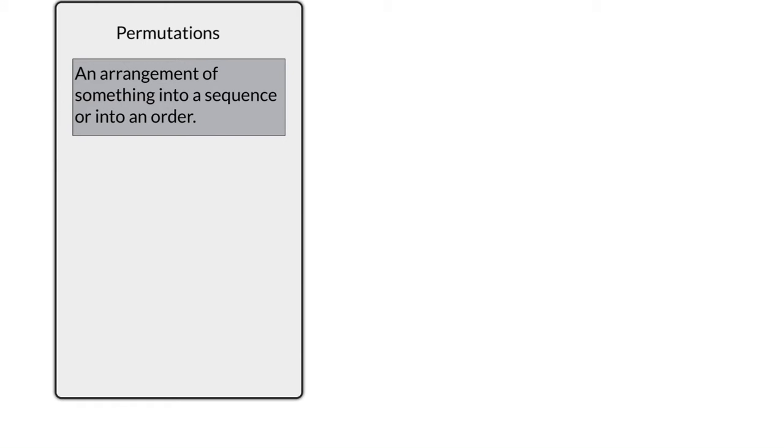So we're going to look at a quick review of permutations and combinations. So first of all, what is a permutation? So we know a permutation is an arrangement of something into a sequence or into an order.